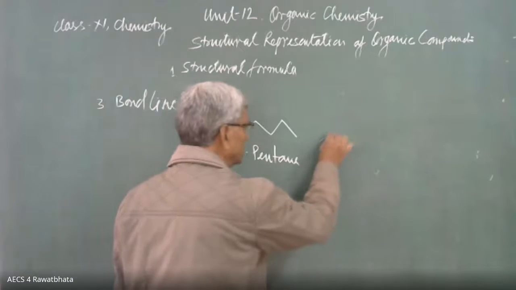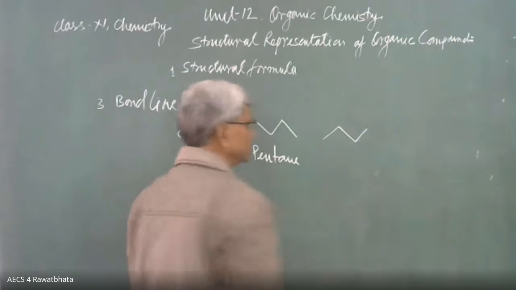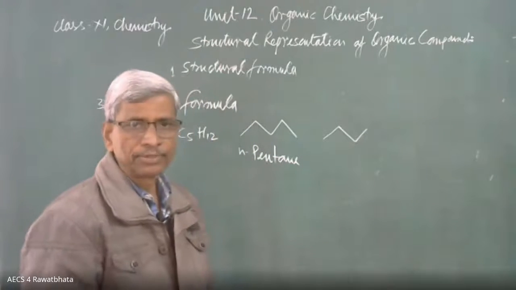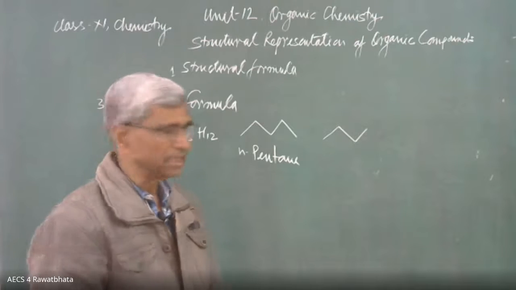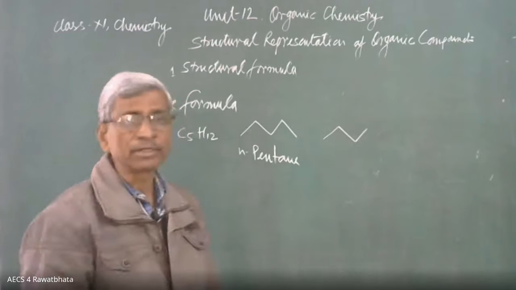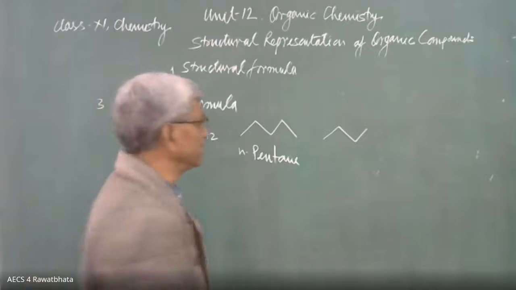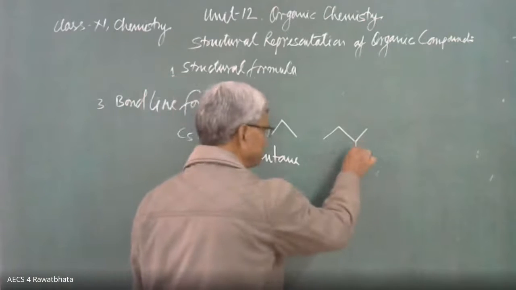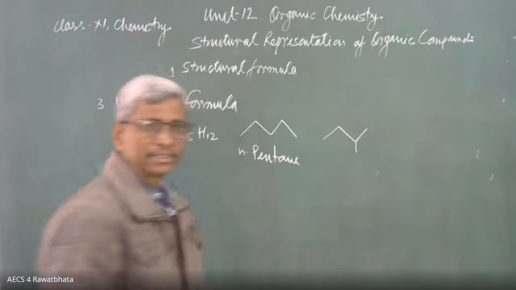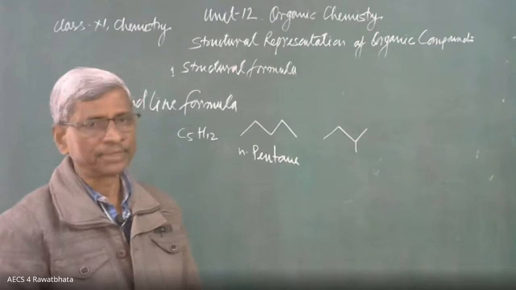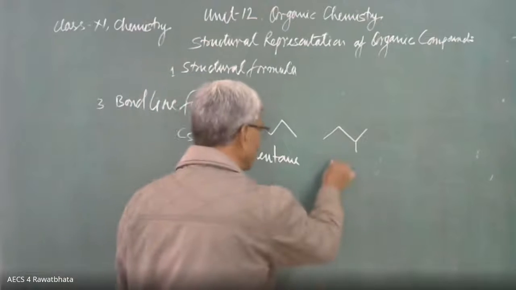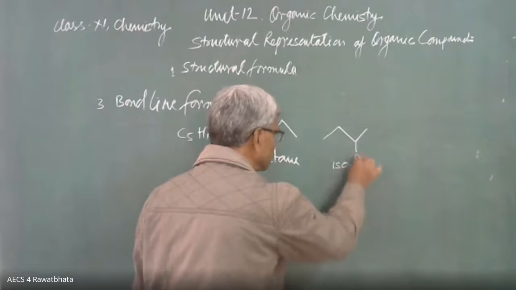Another one: only four carbon atoms in the chain. These are the four. The fifth carbon atom is out of the chain and is present on either the second carbon or the third carbon, anywhere it may be. Here it is. This is the second isomer of C5H12. This is called isopentane.